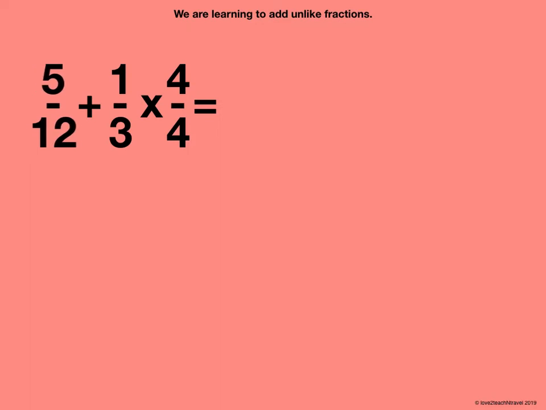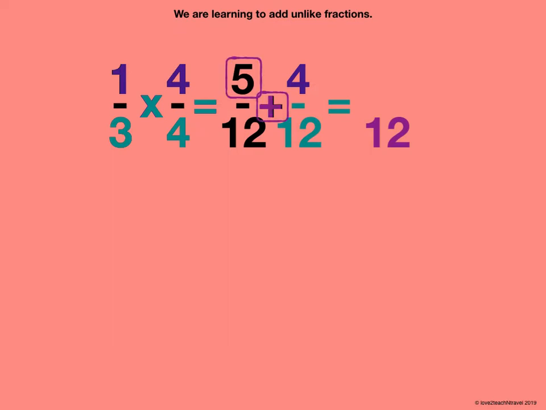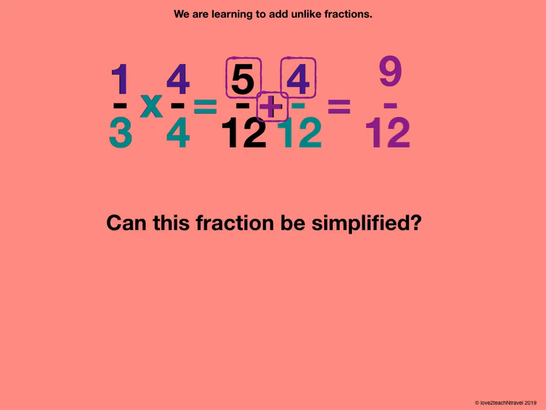So let's bring that 5/12 across and our plus sign, and then let's start our multiplication. So 1 times 4 equals 4. 3 times 4 equals 12. Now our denominators are the same. So let's bring the 12 across to the other side and add the numerators. 5 plus 4 equals 9. Can this fraction be simplified?